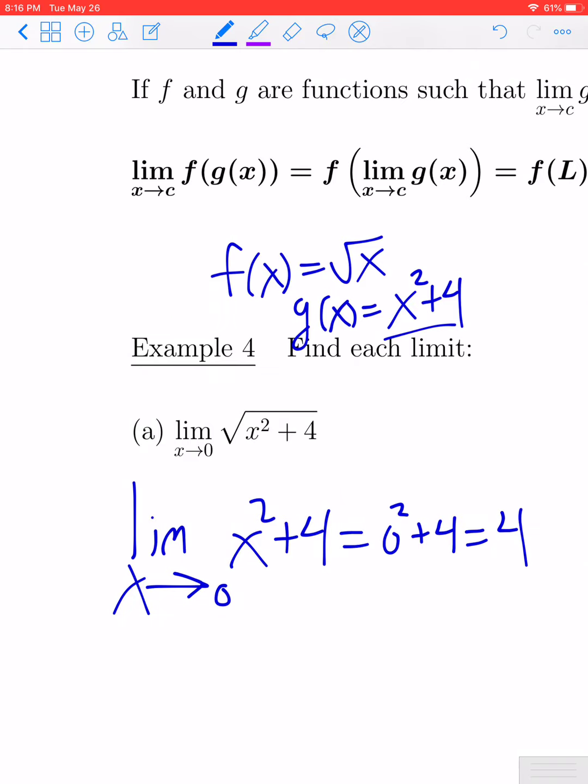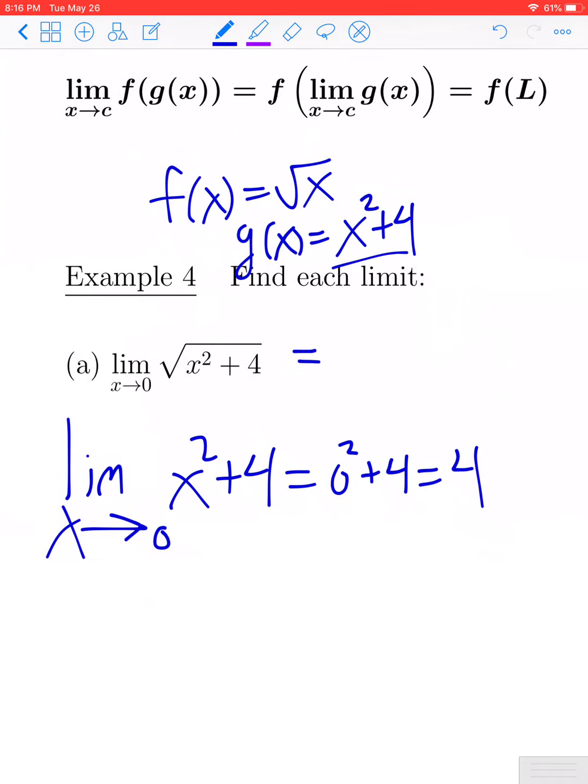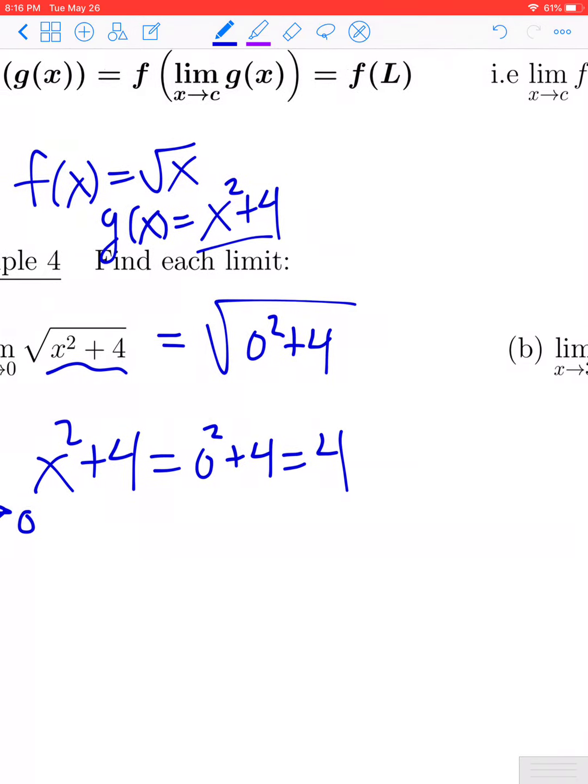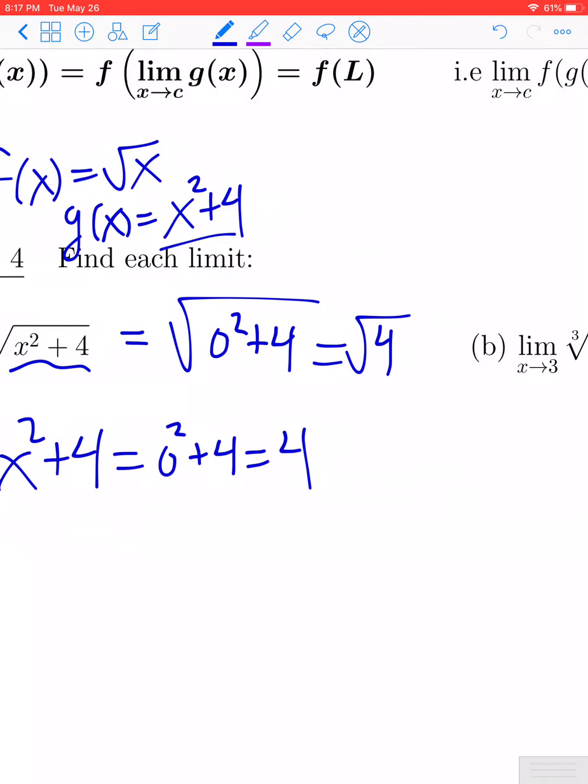Furthermore, we know that the limit as x approaches 4 of the square root function is going to be equal to 2. Therefore, we can do this one via direct substitution. Actually, just go ahead and plug it in, because the limit of the inside part exists, and the square root function has a limit at that inside value. So this is going to be the square root of 0 squared plus 4, which gives us the square root of 4, which would be a limit of 2.